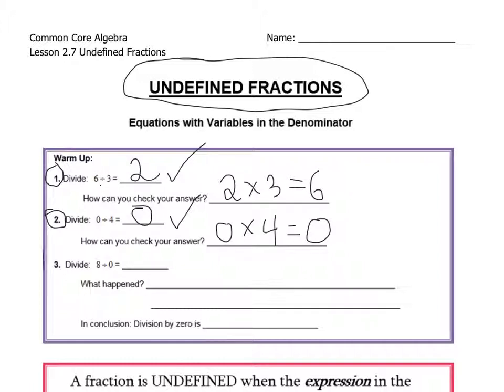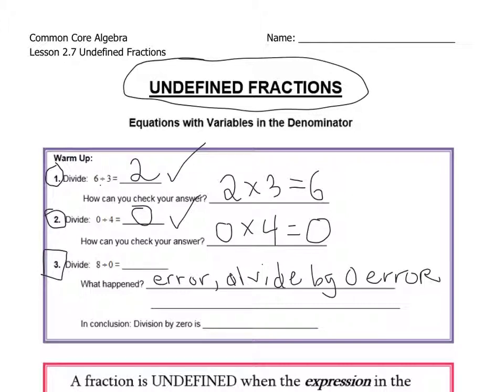But now let's take a look at this one. Divide 8 by 0. You may not have a calculator handy, but if you did, if you plugged in 8 divided by 0 equals, here's what would happen. The calculator would give you this word, error. Or sometimes, if you're just using a scientific calculator, it'll say divide by 0, error.